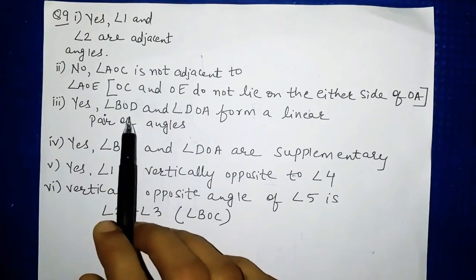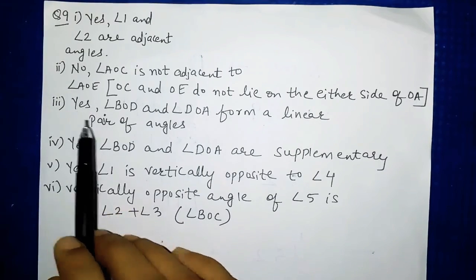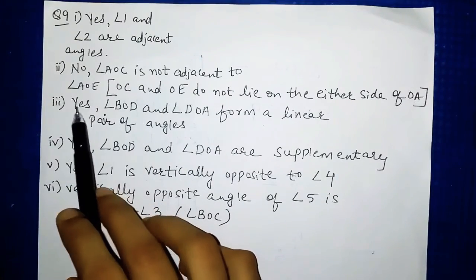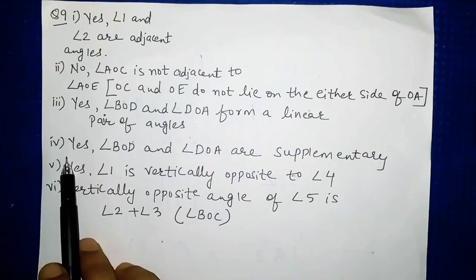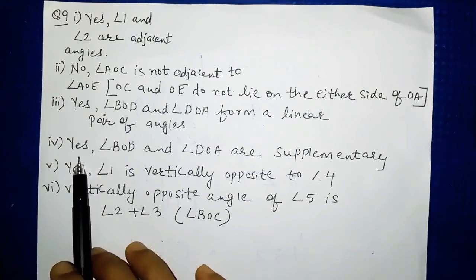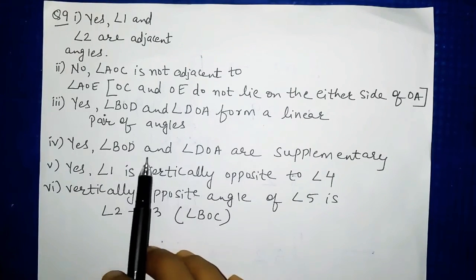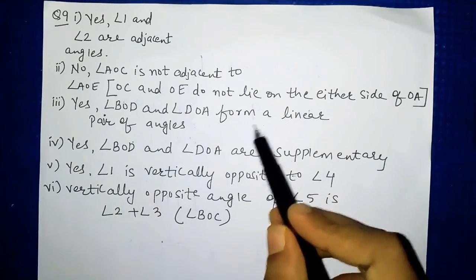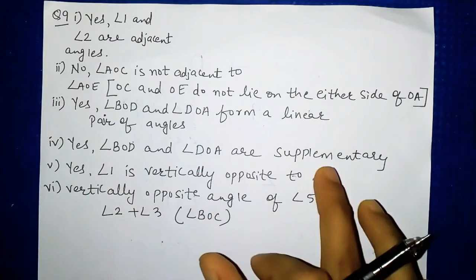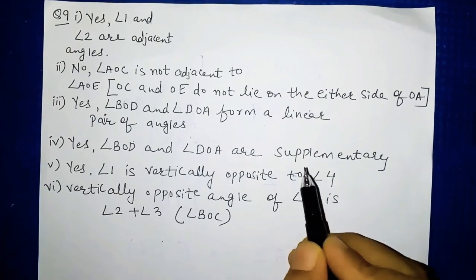Third, we have seen whether BOD and DOA form a linear pair or not. So yes, they are forming a linear pair because they combine and make a straight line, and the total is 180 degree. So the third answer was yes. Fourth one, again they were asking whether BOD and DOA are supplementary or not. So the answer was yes. Angle BOD and angle DOA, if you see the figure, they both combine and make a straight line, means linear pair, and linear pair का total always 180 degree होता है. So yes, they are supplementary, और supplementary का भी condition क्या है, total should be 180 degree.